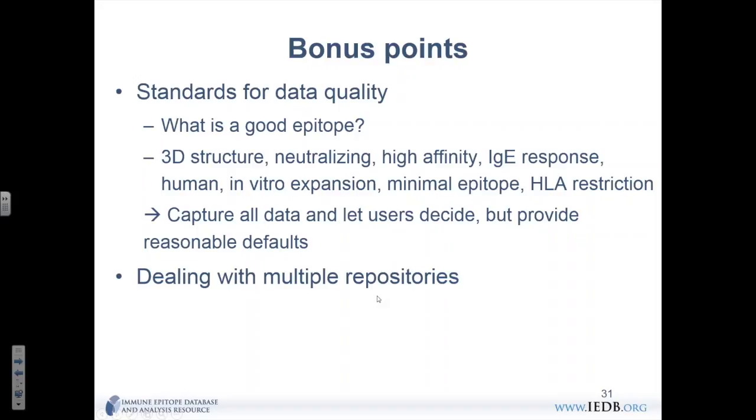Finally, dealing with multiple repositories. In the case of the IEDB, there is a second and older pioneering database called the Los Alamos HIV Immunology Database, which is dealing with HIV epitopes, and they are completely incompatible with what we are doing for all the other infectious agents. And this is a result of different funding agencies like DAIT, DAIDS, and it is completely understandable.